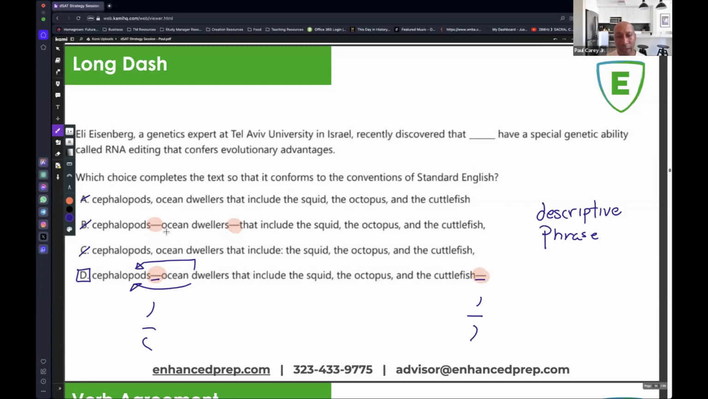We also saw that we had that in answer choice B, but in this case, why does that one not work? Well, it's just talking about the ocean dwellers. But if we read this sentence out with that, this whole thing discovered that cephalopods that include squids, octopus, and cuttlefish have this. It kind of works, but this is still part of that descriptive phrase. And because this is still part of the descriptive phrase, we need to make sure that the dash ends there as well. Okay. So since we don't have that one, that's why B is incorrect.